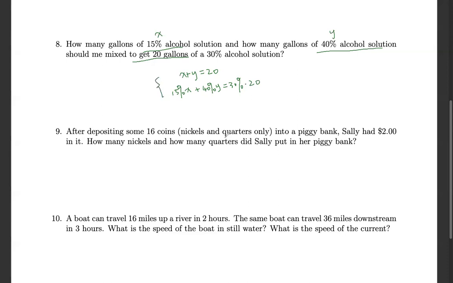Again, we have made a system of equations, right? For the second one, again, we don't want to deal with the percentage, so how do we get rid of them? We multiply every term by 100. Because percent, remember 15%, what is 15%? 15% is just 15 divided by 100, with a denominator of 100. So when we multiply by 100, we get rid of the denominator. So multiply by 100, we get 15x plus 40y equals 30 times 20, which is 600.